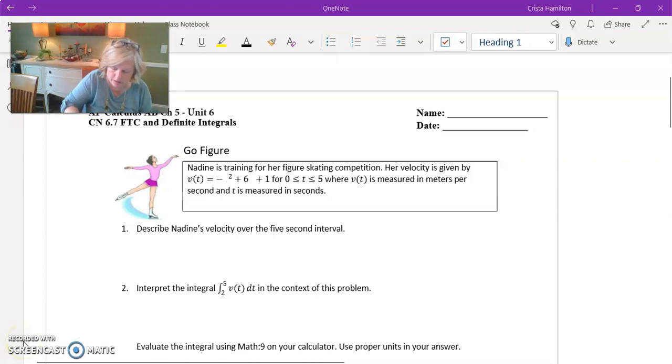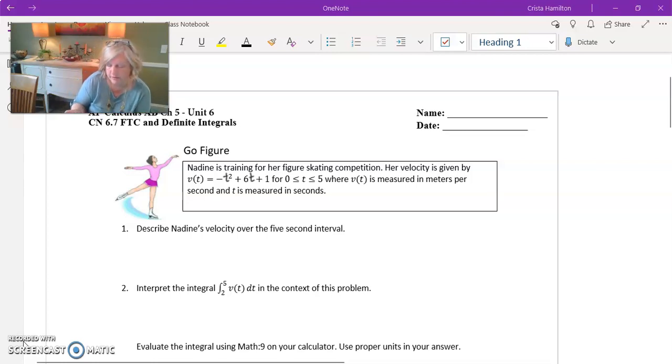Okay, I had to do a little restart there, but this should be t squared and 6t right there, so that I have the correct variables. So we're talking about our velocity as a function of time. The first thing it says is to describe her velocity over the 5-second interval.